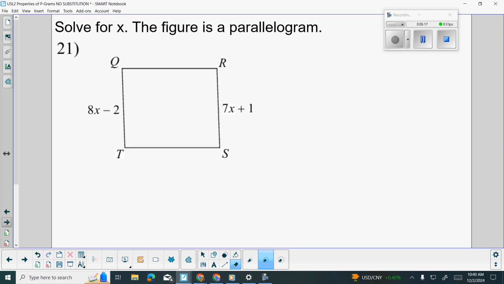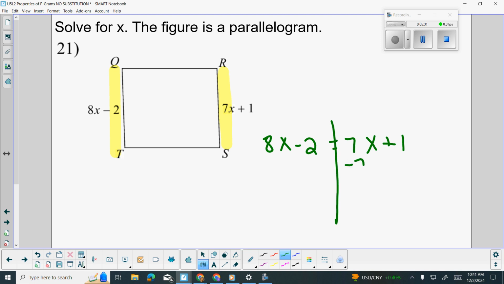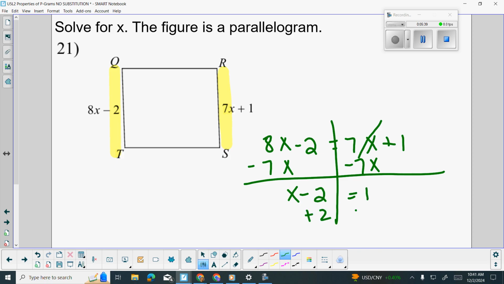And here is question 21. Since I said that opposite sides are congruent, that means we're going to set them equal to each other. 8x minus 2 equals 7x plus 1. Subtract 7x from both sides. We have x minus 2 equals 1, plus 2 plus 2, and x is equal to 3. For student view, you would just write 3, not x equals 3. You would just write the number 3.